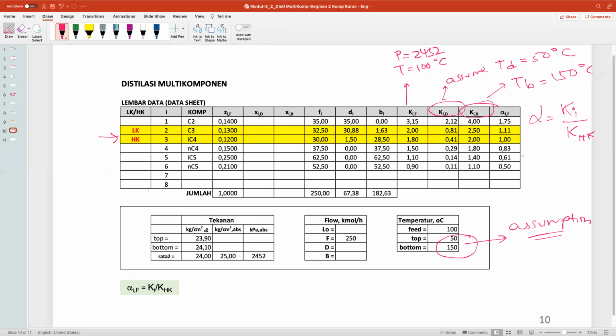So this one is the components that are heavier than the heavy key, and this one is the components that are lighter than the heavy key.